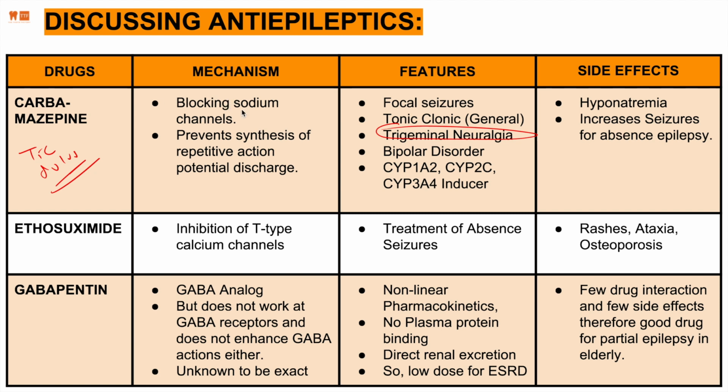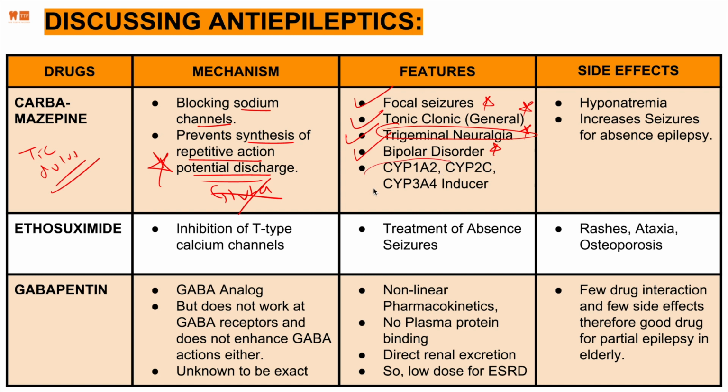The mechanism is it blocks the sodium channels. Remember that big diagram, guys? It blocks sodium channels. It prevents the repetitive action potential discharge. It prevents the actual vesicular discharge from occurring, so glutamate can't even exit the synaptic areas. Focal seizures, they're used for tonic-clonic in general. So look at the wide range of use of carbamazepine: trigeminal neuralgia, bipolar disorder, all of these can be treated by carbamazepine.